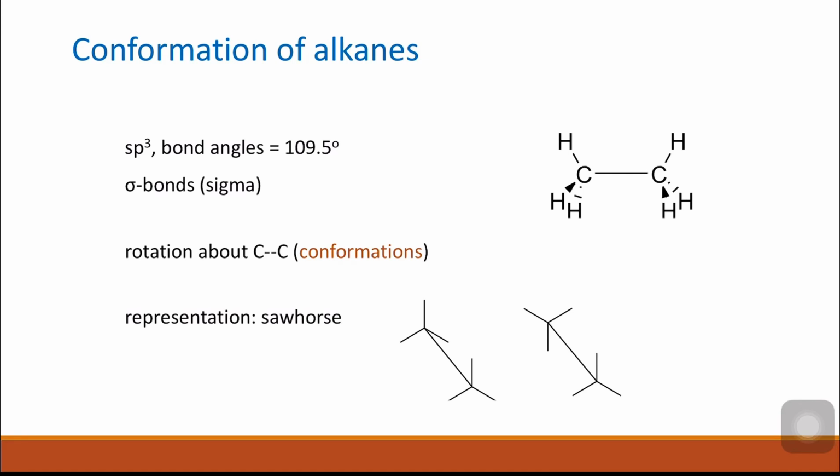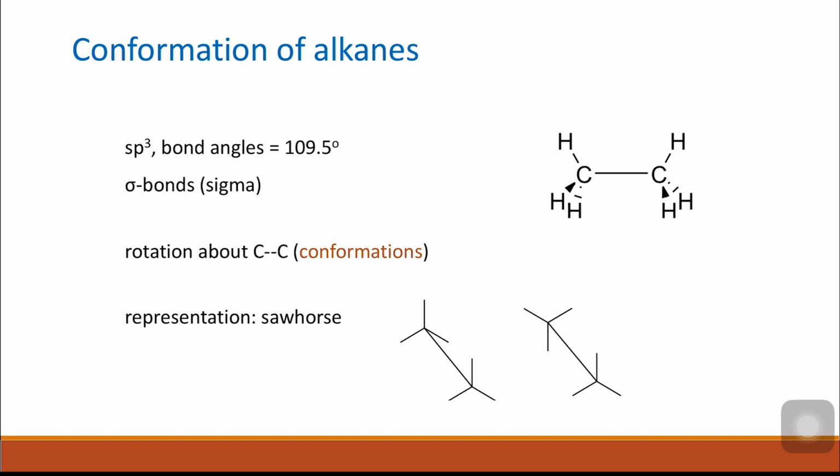Now let's talk about the conformation of alkanes. So what do we mean by conformation? Conformation means the spatial arrangement, or the arrangement in space, of the alkanes. We know that alkanes all have sp3 hybridized orbitals for the carbons, and the bond angle between hydrogen-carbon-hydrogen or hydrogen-carbon-carbon is 109.5 degrees. All bonds are sigma bonds.